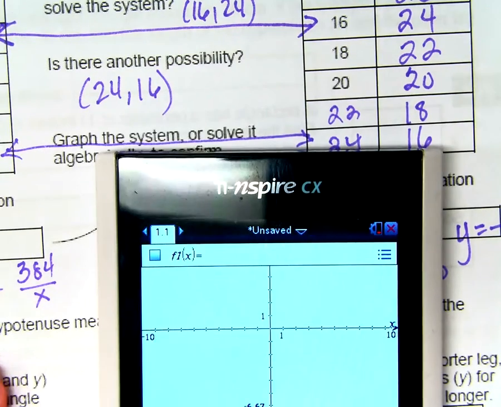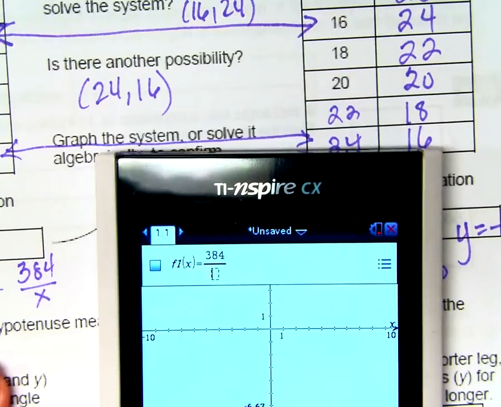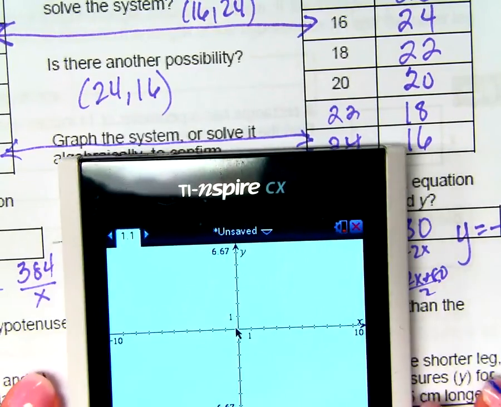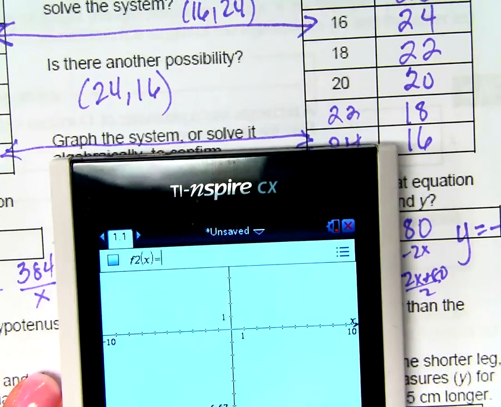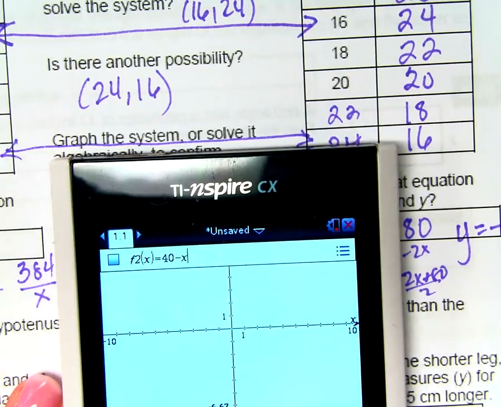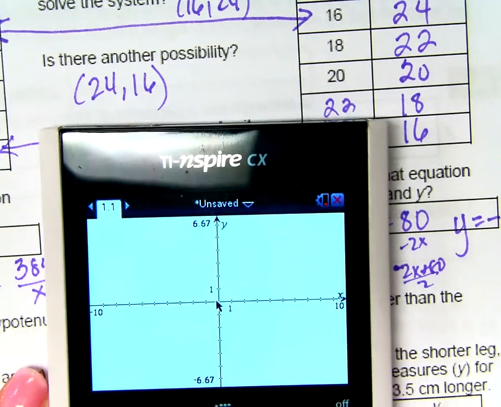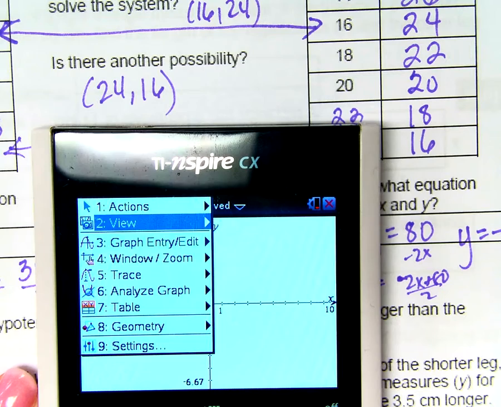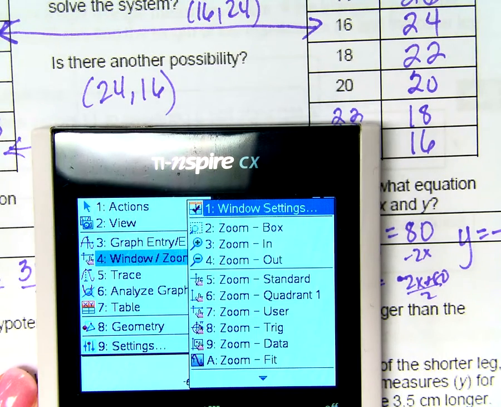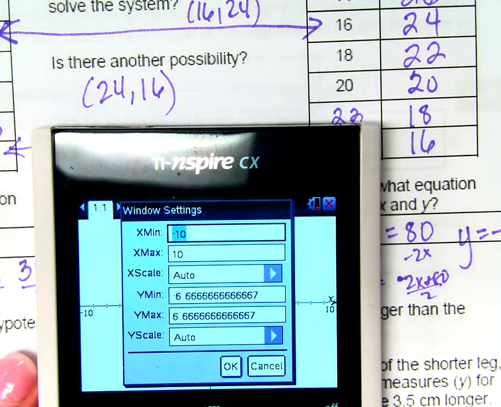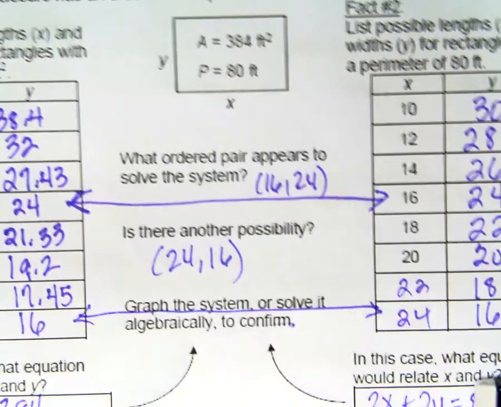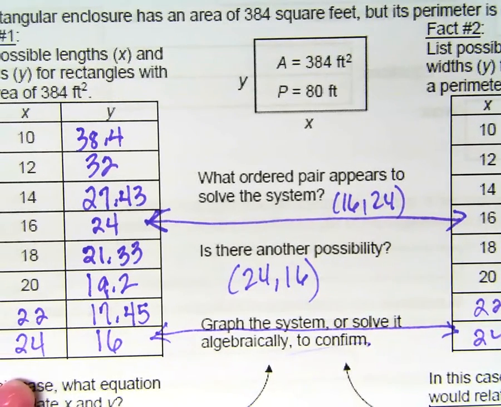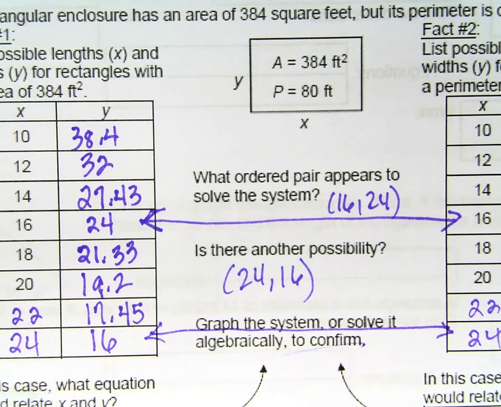Okay, so my first equation is going to be 384 over x, right? And then my second equation is going to be 40 minus x. It's broken. Okay, we know it's not, right? Menu, window, settings. So what x values do I need? Look at what I'm given, and use your brain for this. We're talking about a physical shape.